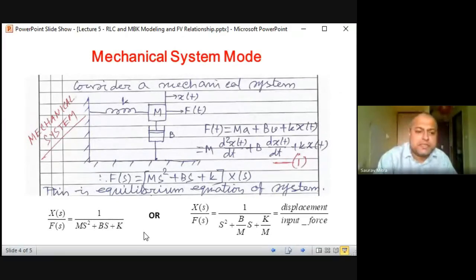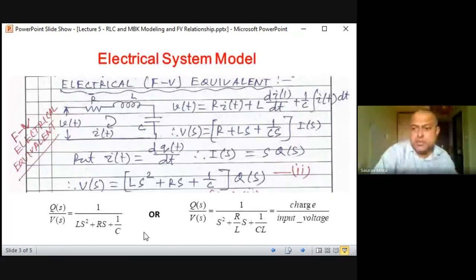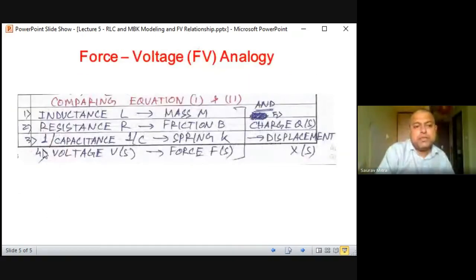So if you are comparing mechanical and electrical, the denominator, or the characteristic equation, for mechanical is ms square plus bs plus k. For electrical, it is ls square plus rs plus 1 by c. If you're comparing this, what you're finding is L is equal to m. Whatever is the inductor in an electrical system, that is mass in a mechanical system. Whatever is the resistance in an electrical system, that becomes friction B in a mechanical system. And whatever is the spring in a mechanical system, that becomes 1 by C.